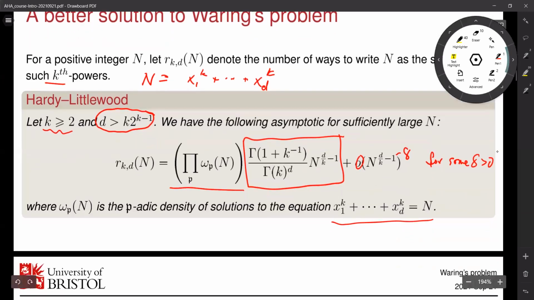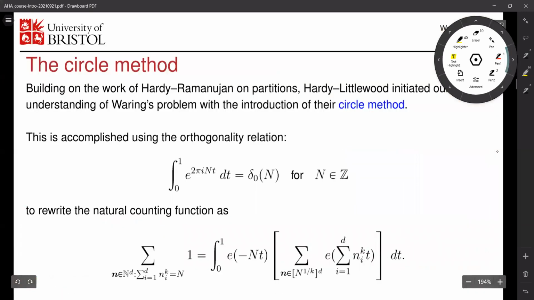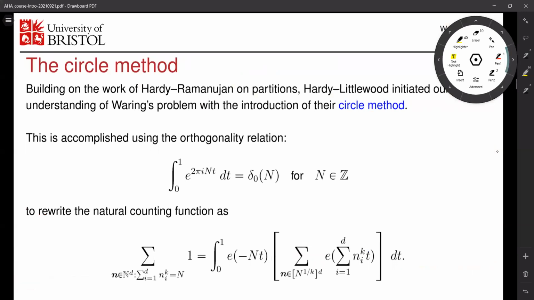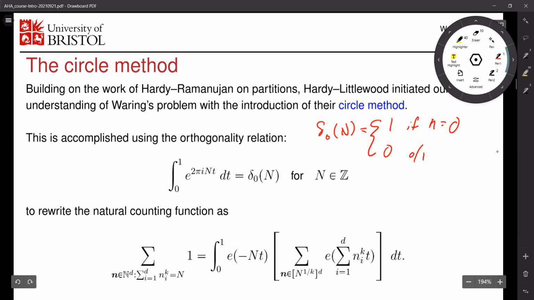Great. So the way they did this was they introduced the circle method, right? So again, this built on Hardy and Ramanujan's work regarding partitions. And this is really the method that underlies a lot of these problems, okay? It really goes back to a certain orthogonality relation. You're going to write a function in terms of an oscillatory integral. For us, that particular function is a delta function. So delta naught of n is 1 if n equals 0, and it's 0 otherwise.